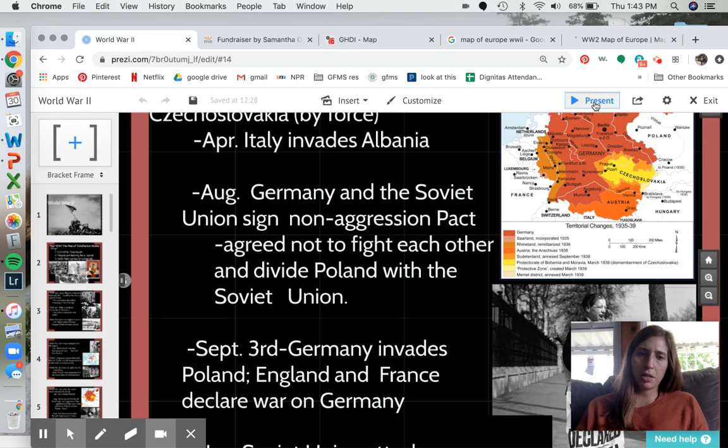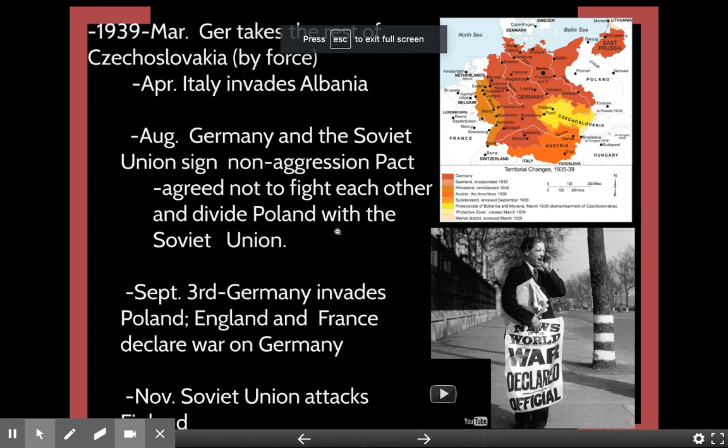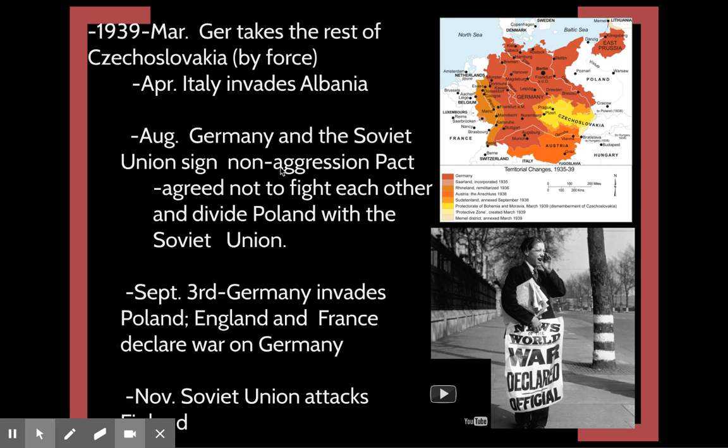All right, let's go back to here. All right, so again, that's the non-aggression pact. Basically, Germany and the Soviet Union say, hey, we're not going to fight each other, and they agree to divide up Poland. Now, that part is a secret. Okay, September.